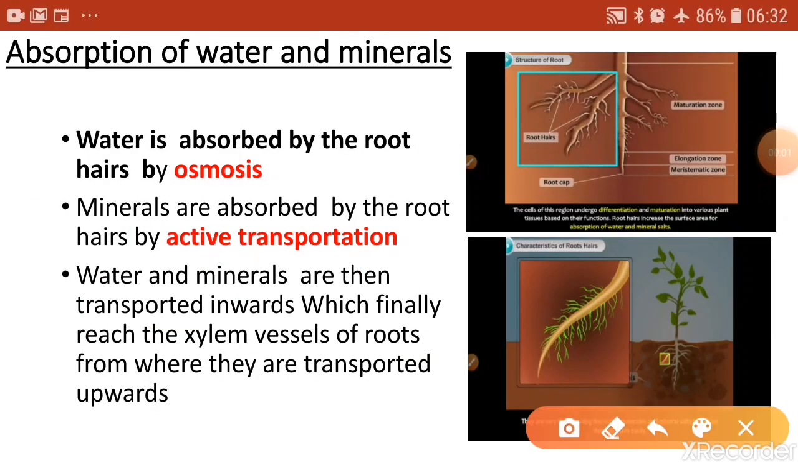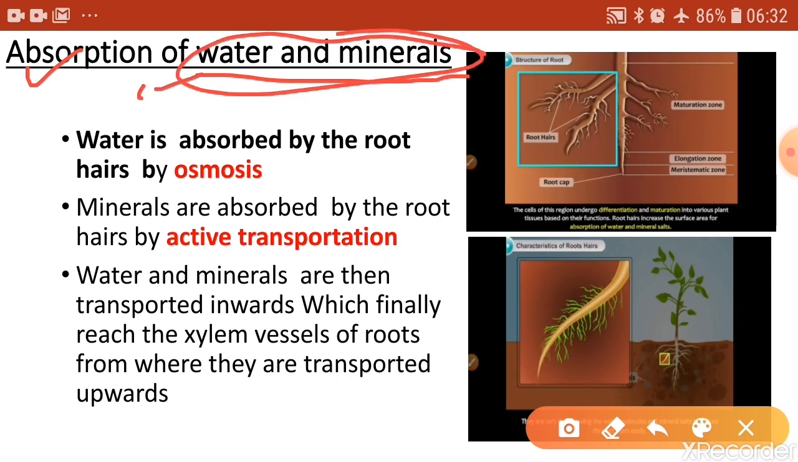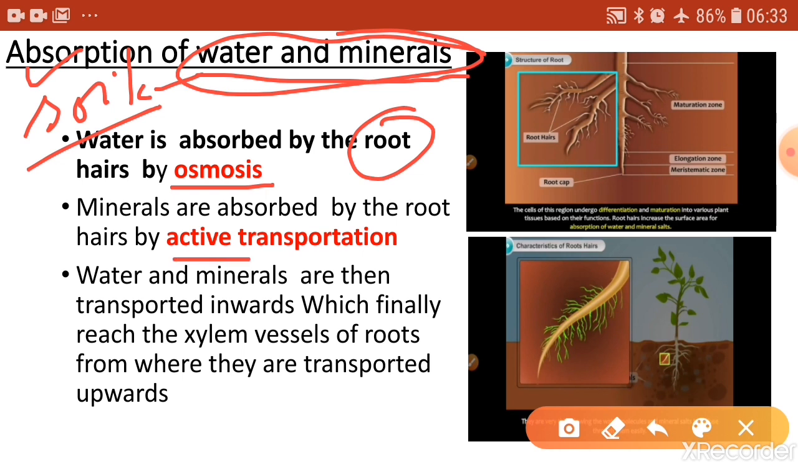Let us now study how absorption of water and minerals occurs in the plants. Now, as I have just said, water and minerals are present in the soil. So that part of the plant which is in contact with the soil will be the one which is going to absorb, and that is the roots. Now roots absorb water by osmosis, whereas minerals are absorbed by active transportation. Let us learn this in detail now.